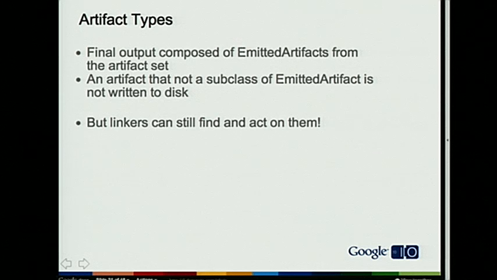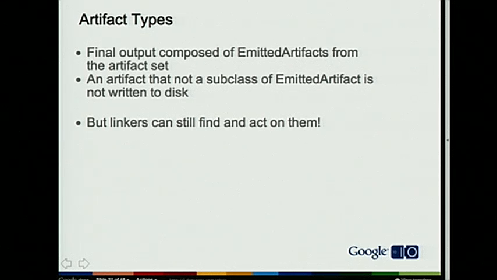So of course, the big example of using this type-aware property of artifact sets is that every piece of information that ends up on disk as part of your compile comes from an artifact that is a subclass of emitted artifact. This is a special base class for an artifact that tells GWT that this file is going to end up on disk.